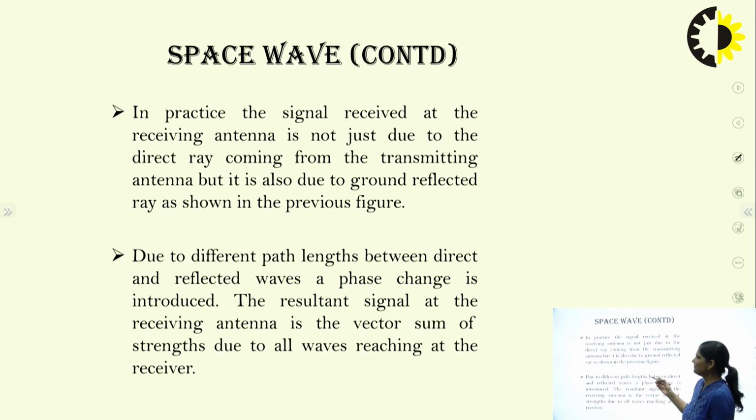Now space wave propagation. In practice, the signal received at the receiving antenna is not just due to the direct wave coming from the transmitter, but it also reflects off the ground and then back to the receiving antenna. So these are the two ways your signal travels from transmitter to receiver, by the direct path or by the indirect path.